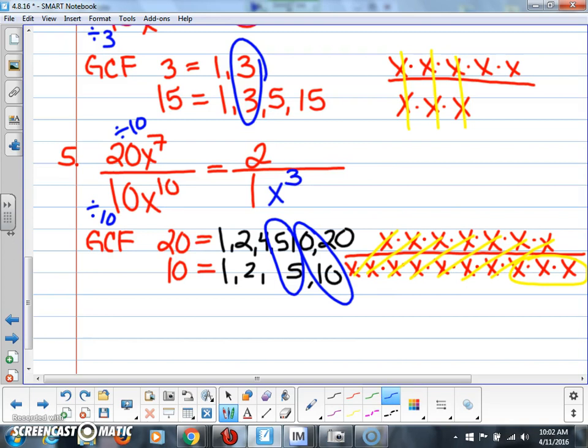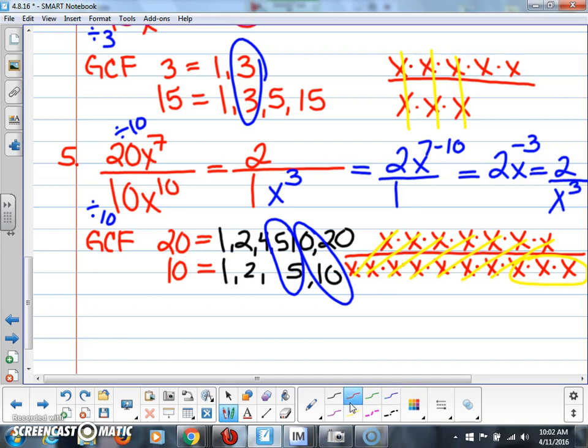Now, if you did the algebra, you would have 2 over x to the power of 7 minus 10. What is 7 minus 10? Negative 3. Do I want a negative exponent? No, so I need to bring it to the bottom. So that's why I'm left with 2 over x to the power of 3. Okay, that's your rule of x, which is the same thing as what you got when you did it visually. Okay, last example, your turn.